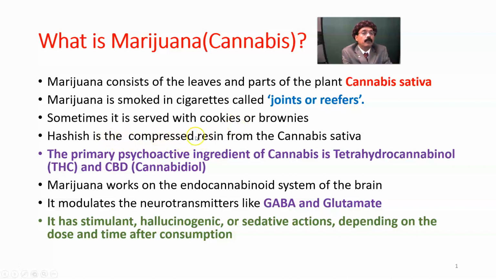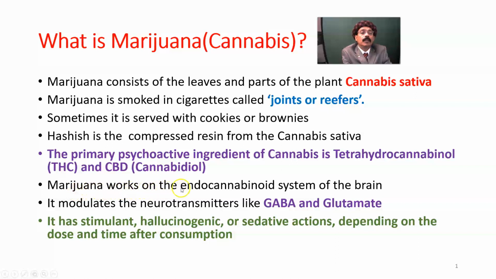Hashish is the compressed resin form of cannabis sativa, and the name hashish is related to another English word, assassination. The primary psychoactive ingredient of cannabis is THC, or tetrahydrocannabinol, and another one is CBD, cannabidiol.